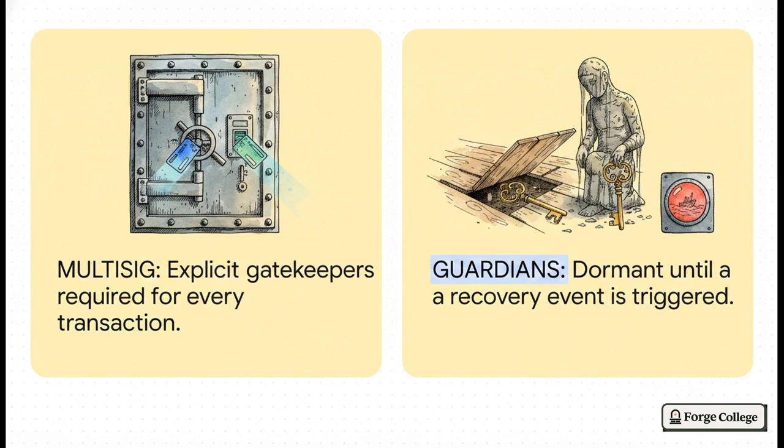Think of it in terms of physical security. A multi-sig is exactly like a daily security checkpoint in an office building. You literally need 2 key cards to open the front door every single day. Guardians, on the other hand, they are like giving your trusted neighbor a spare key to your house. They do absolutely nothing day to day. They remain completely dormant until you trigger a recovery event. Like losing your main keys in a tragic boating accident.